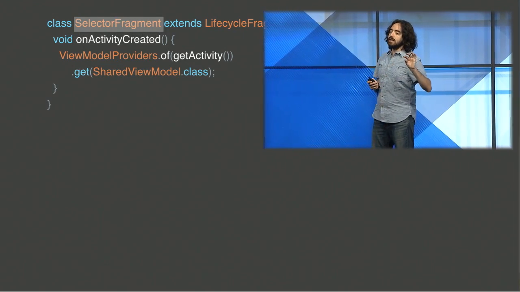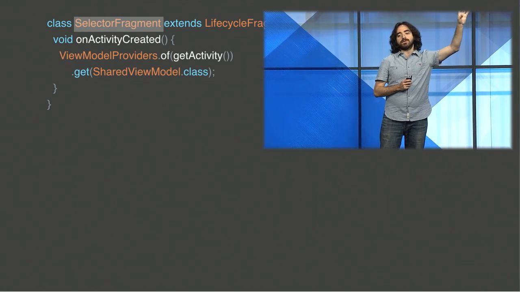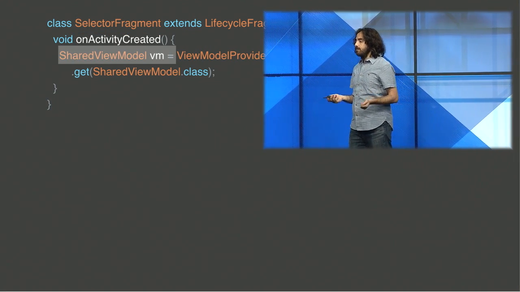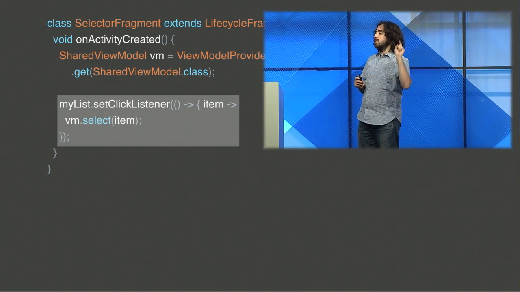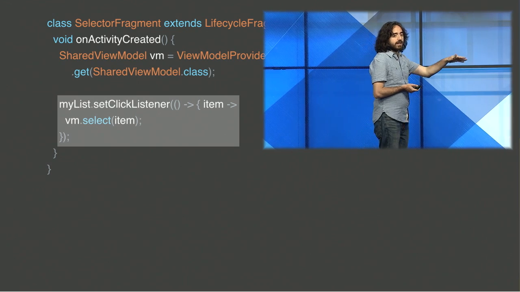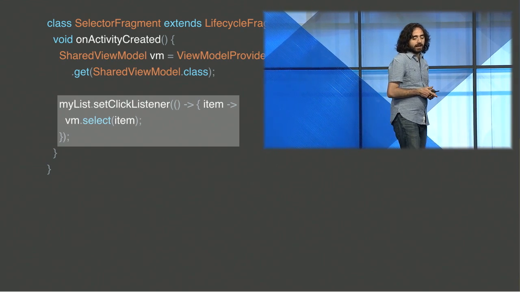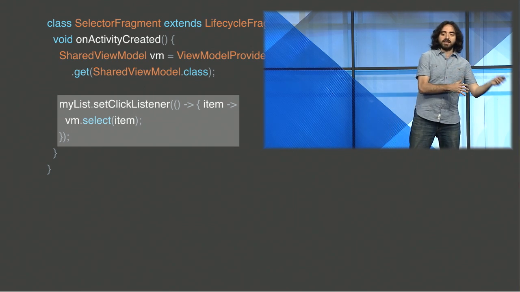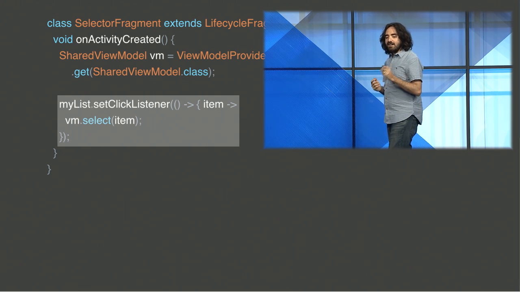Very similarly, in the selector fragment, which was the one on the left, where the user picks an email, we get the same ViewModel. And then whenever the user selects an email from the list, we just call the ViewModel's related method to change the selected email. Now, these two fragments are talking to each other without actually talking to each other. How does it really happen?